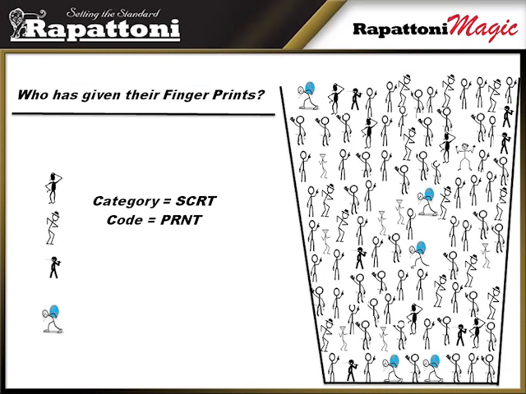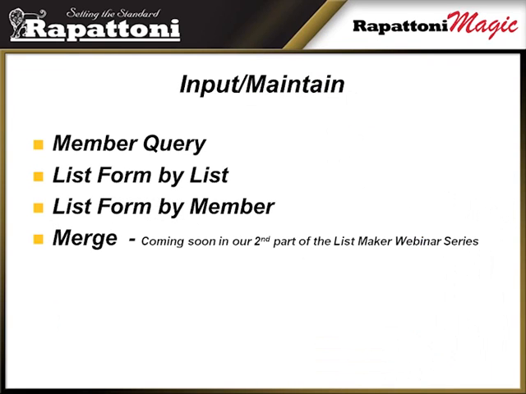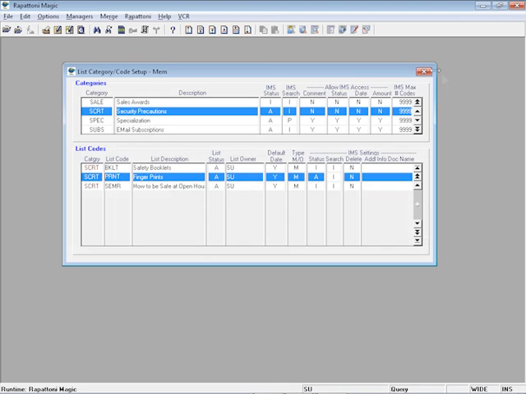So let's get back to our PowerPoint here. So the next step is going to be input and maintain these lists. And we have a number of different ways you can do that. We're going to start with a member query form. Now we've got the list. How many ways can we now get members or offices onto a list? Because, by the way, everything we talk about for members also applies to offices. Okay, so number one's a member query form. So let's go into Magic.